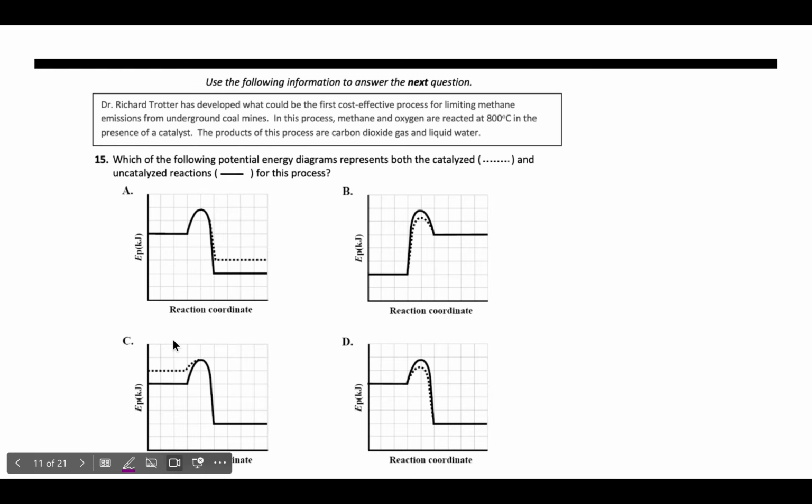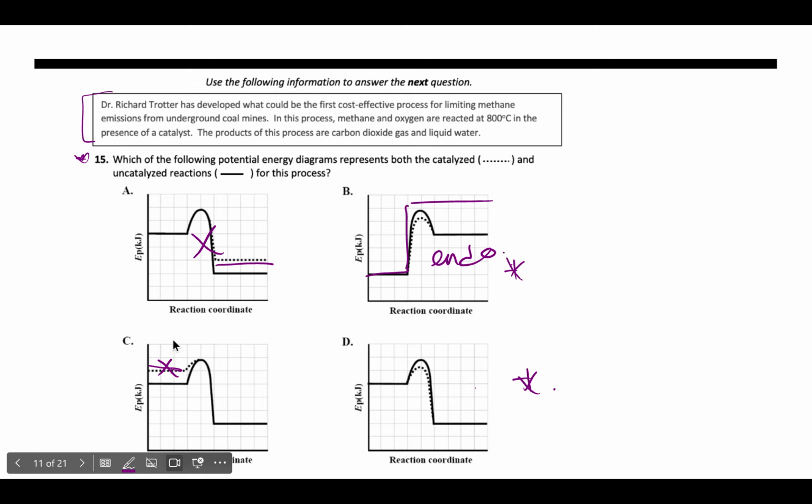Okay, this one is about catalysts. Again, there's some information. Sometimes it matters, a lot of the times it doesn't, so go straight to reading the question. Which of the following potential energy diagrams represents both the catalyzed and uncatalyzed reactions for this process? Now, all catalysts do is lower activation energy. It doesn't change delta H. So this cannot be right because delta H is changing. This cannot be right because it's not changing reactants. Now these two, there's a possibility. Actually, this is not a possibility because this is showing endothermic.